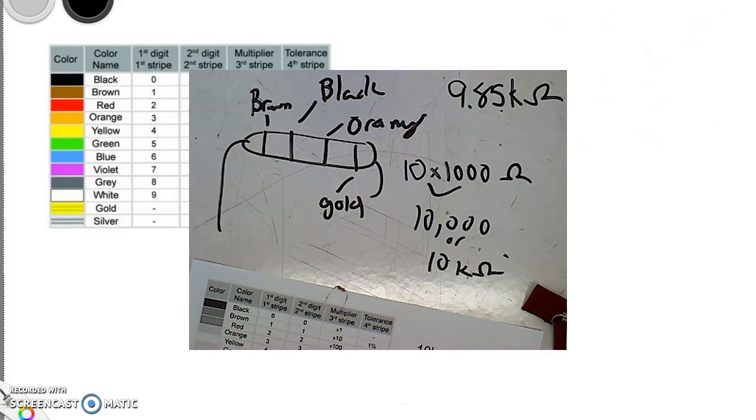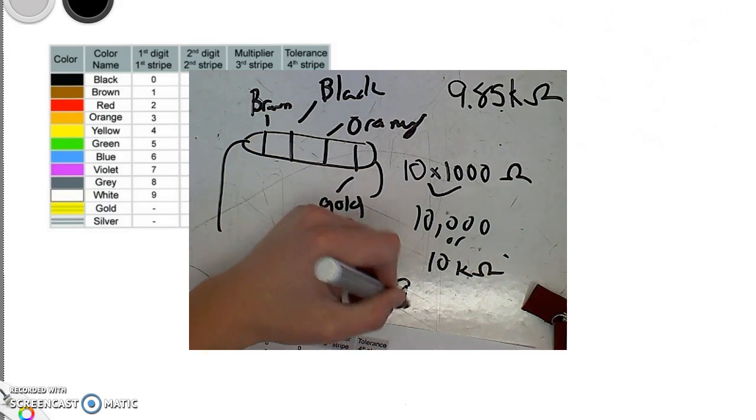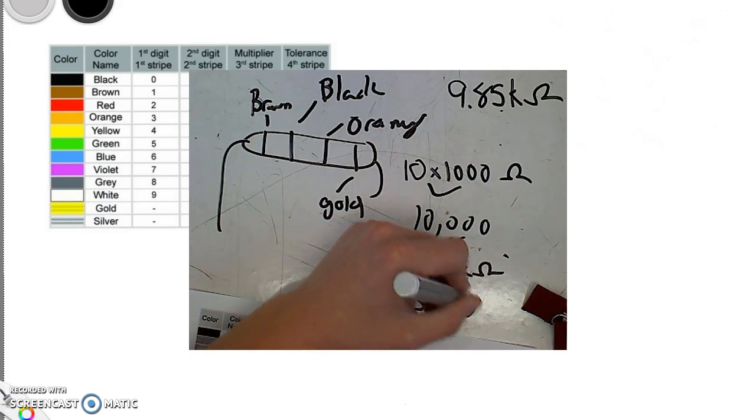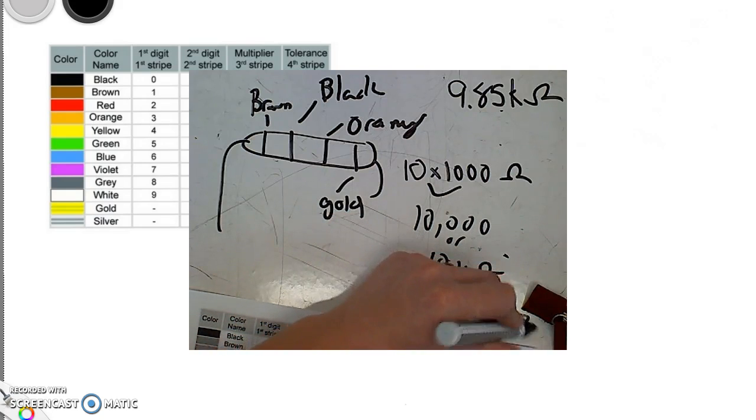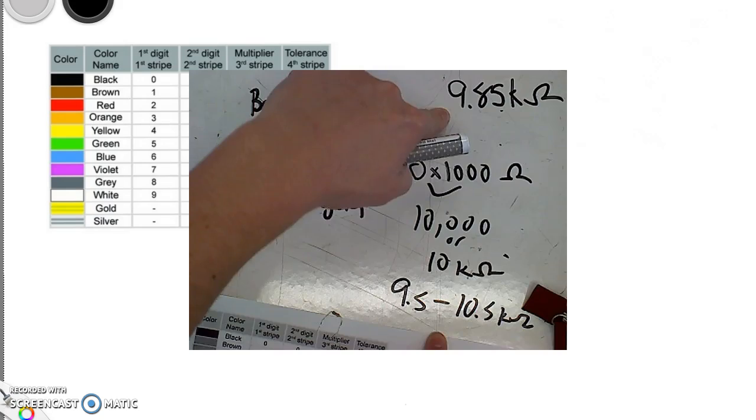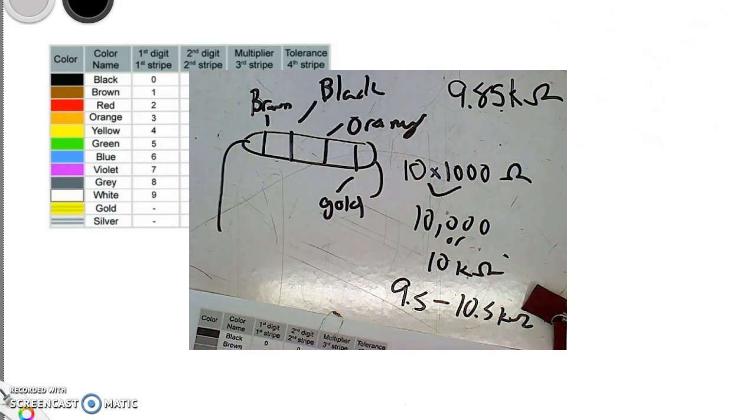So 5% of 10 is 0.5. So that means that it's going to be between 9.5 and 10.5 kilo ohms. And you can see that when we measured it, we were within that range. Okay? Now I'm going to give you one to try.